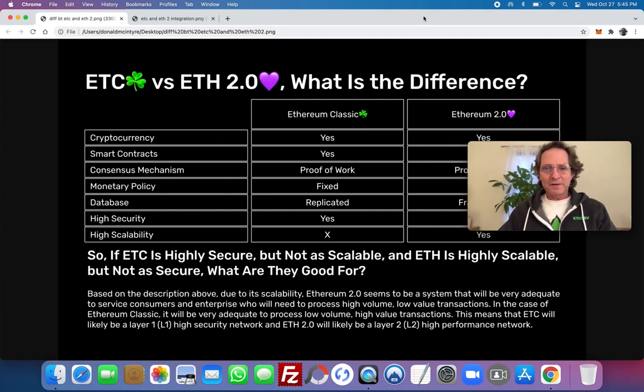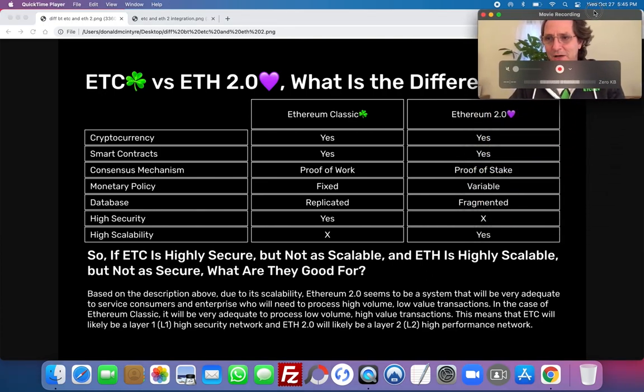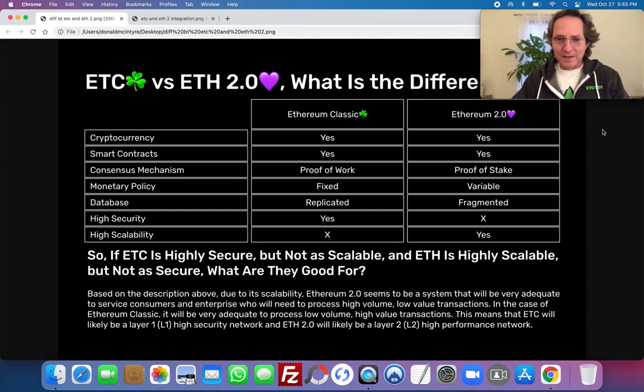McIntyre, founder of Etherplan, and in this video I am going to explain ETC versus Ethereum 2.0. What is the difference? This is based on a very popular article in my blog etherplan.com.